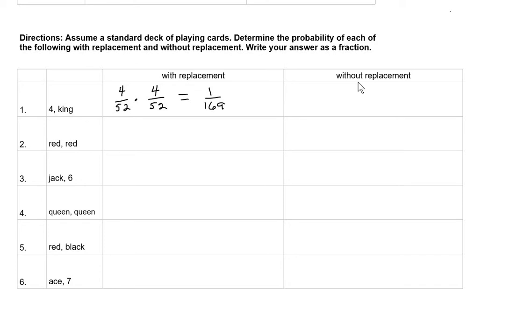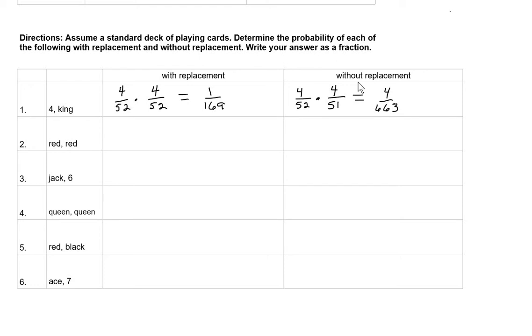Now, without replacement, I start the problem off the same way. Probability of getting a 4 is 4 out of 52. Now, I don't replace the card. I have to assume that I got that 4 on that first draw. Now there's only 51 cards left, but I still have all 4 kings. So the probability of getting a king is 4 out of 51, and that will multiply to give me 4 over 663.